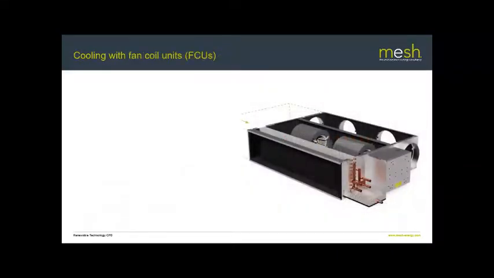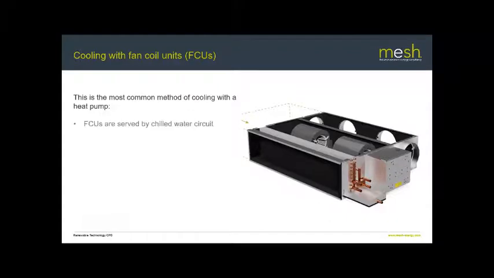However, if we want really good quality cooling in our house or in any building, probably the best method is to use fan coil units. Fan coil units are served by a chilled water circuit. This means the water is below ambient temperature and will form condensation. However, this condensation can easily be managed, and the cooling performance is very closely matched to that of air conditioning.